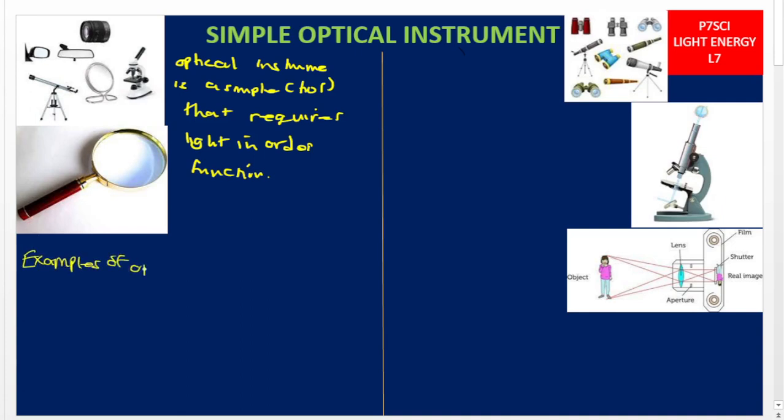Examples of the optical instruments here. What you are seeing here is what we call a magnifying glass. This one is a magnifying glass, so it also uses light. This one is normally found in hospitals, clinics, dispensaries, and schools, and it is called a microscope. Then what you are seeing here is a lens camera. This is the one we use to take snaps.